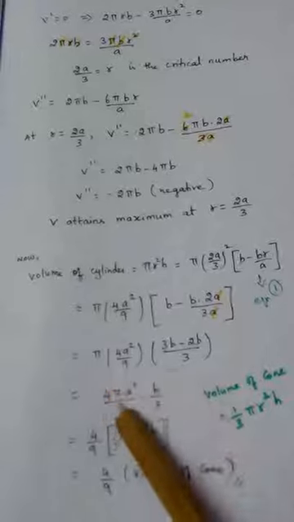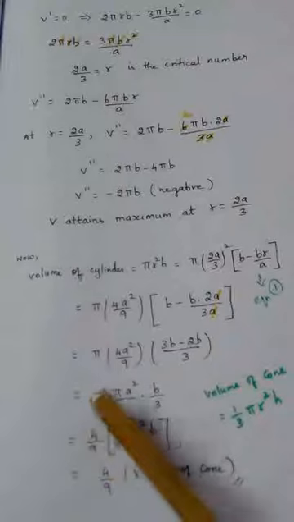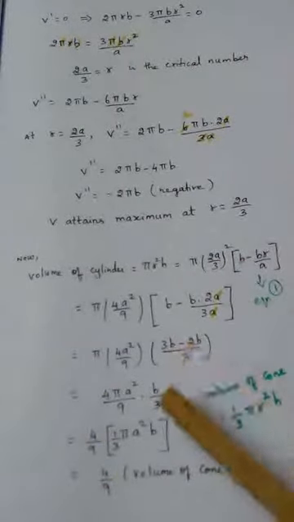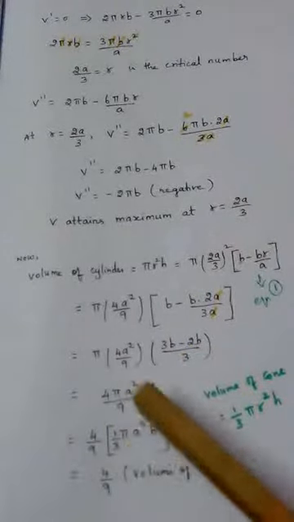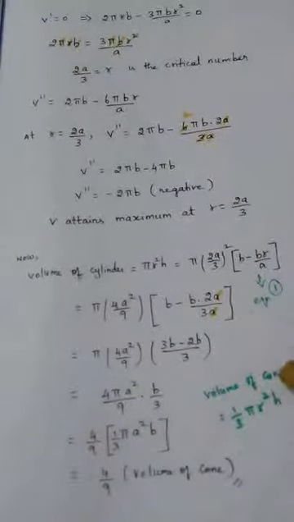Out of which I am taking 4 by 9 out, because in the question we need to prove 4 by 9 times. So take 4 by 9 out, put a bracket. What are the remaining things? If you see, 3 is present, so I am writing that as 1 by 3 pi a square b. We know very well what is the volume of cone formula. 1 by 3 pi r square h.